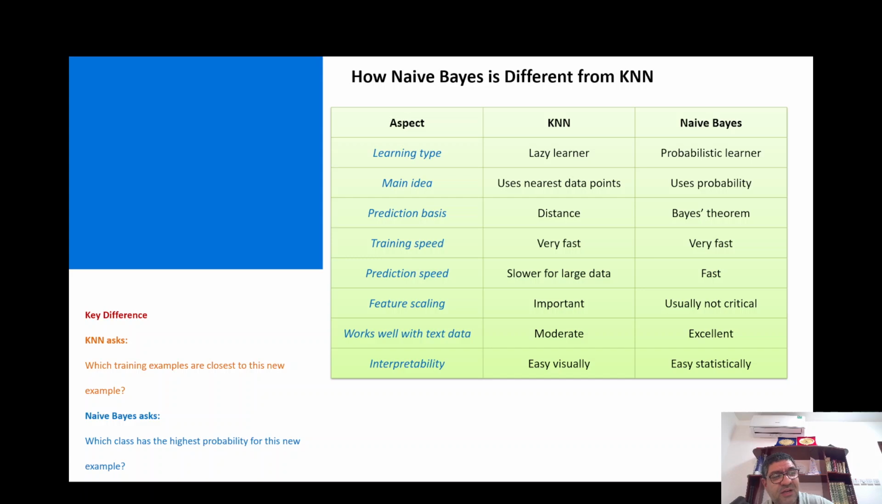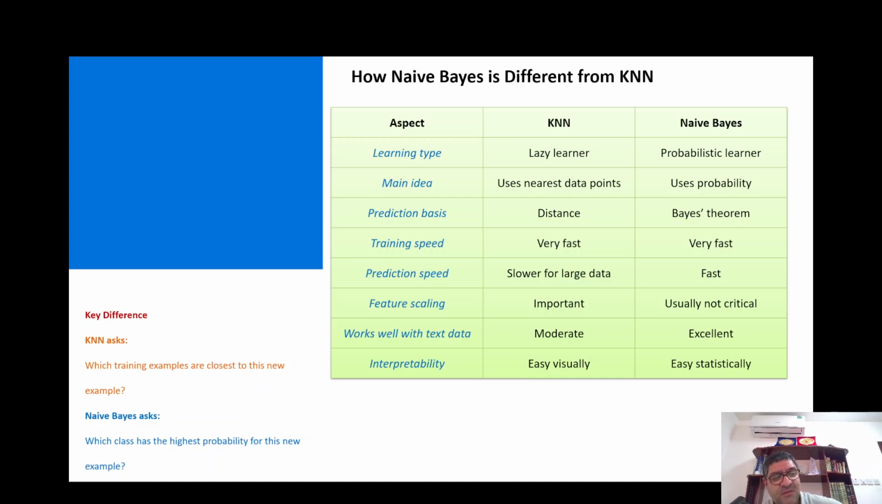Training speed is very fast for both of them, and the prediction speed is slower for KNN. It is faster for naive Bayes. And then feature scaling: important for KNN, usually not critical for naive Bayes. So scaling of features is very important as far as KNN is concerned, but it's not that critical for naive Bayes. Works well with text data. I think for text data, we can say that a specialized machine learning algorithm is naive Bayes. KNN is moderately good as far as text data is concerned, but naive Bayes works excellently on such kind of data.